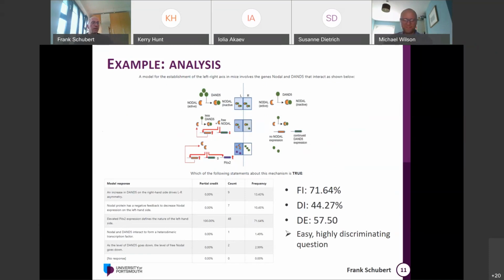Again, the facility index was very high, and the discrimination index was very high. So this is again a question that, even though it looks fairly complex, the students found relatively easy. But we were again able to discriminate between the majority of good students and maybe the weaker students who didn't get it right.